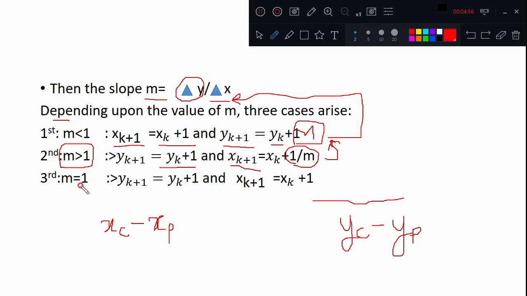Now when the slope equals 1, this is the case where delta y will be equal to delta x. And at that point, the current value of y will be equal to the previous value of y plus 1, and likewise we have to calculate the value of x as the current value of x is equal to the previous value of x plus 1.